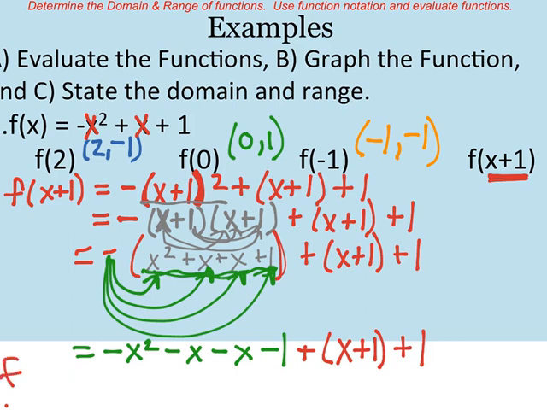So when x is really x plus 1, when we're evaluating this function at x plus 1, we will end up with negative x squared minus x plus 0. And we don't have to write the 0 because it holds no value. Okay? And so that is our final answer when we are evaluating this function at x plus 1.